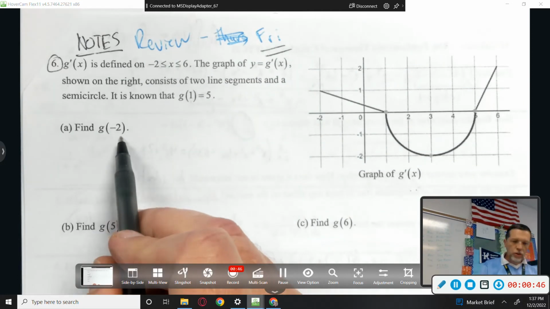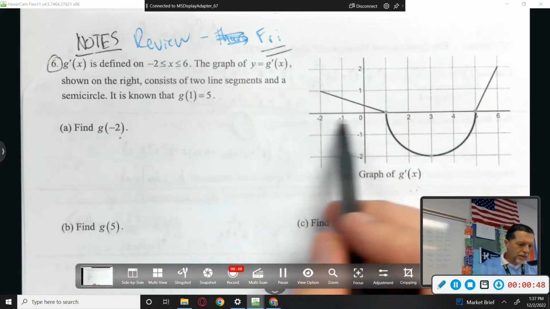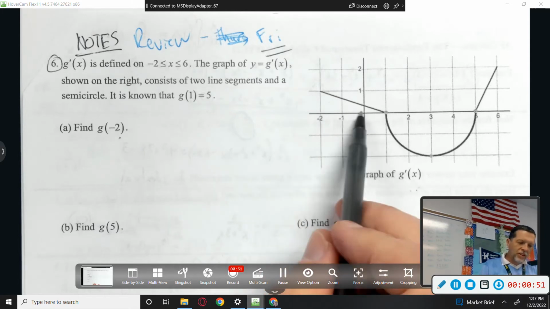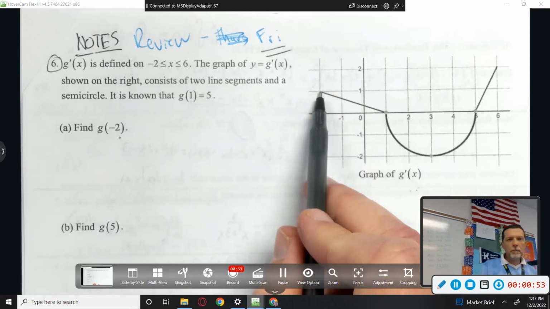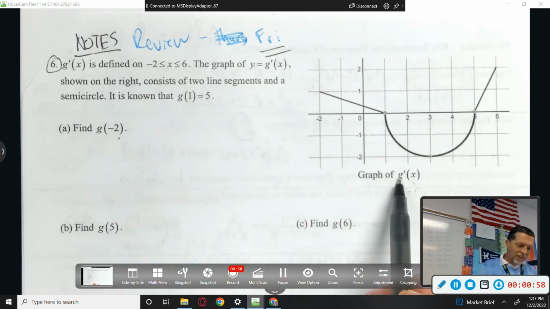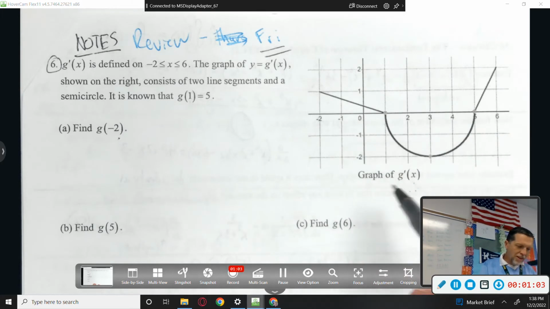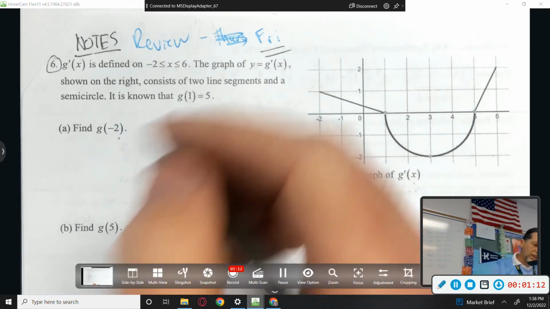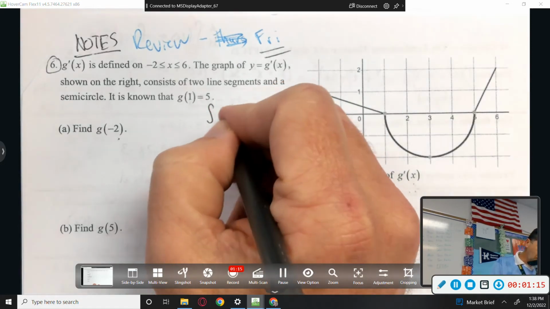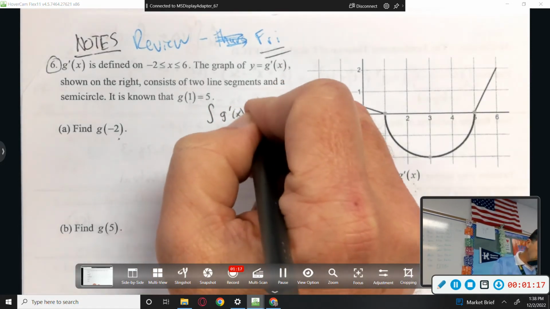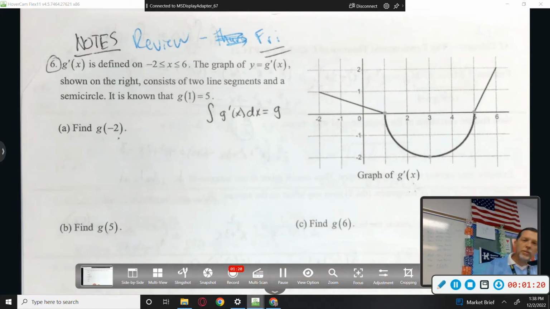Find G of -2. It's going to be real tempting to say that G of -2 is 1. But that's not true, because this isn't the graph of G, this is the graph of G prime. So I know something about G prime. I'm looking for G. What's the magic thing to do to get from G prime to G? I need to do an antiderivative. So I need to antiderivative G prime, and that will get me back to G.